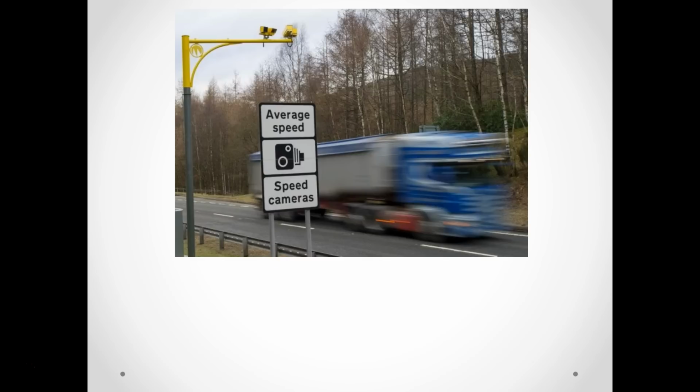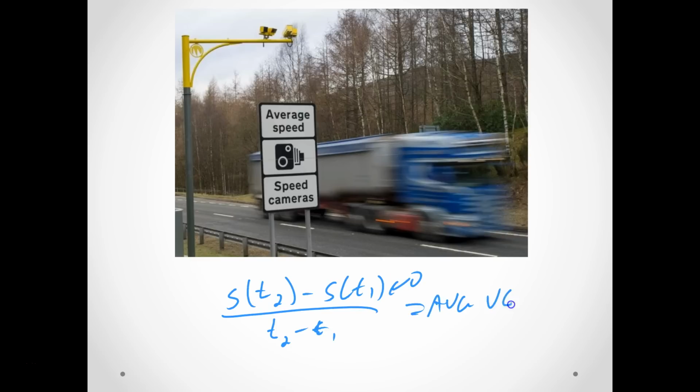So what they know is, well, you traveled this much distance, so they know your S of your final time, so S of t2, and they know your S of t1, and then divided by t2 minus t1. Usually this is not 0, right? And then you traveled a certain distance over a certain amount of time, so they know your average velocity.